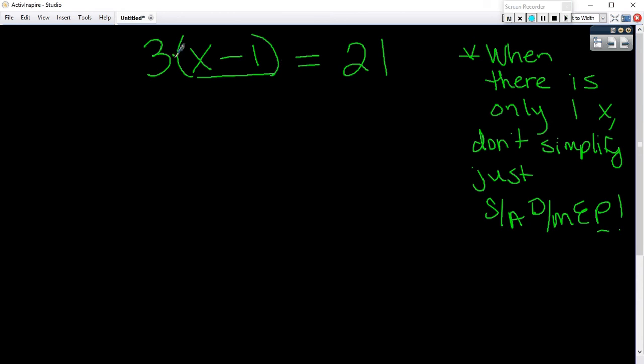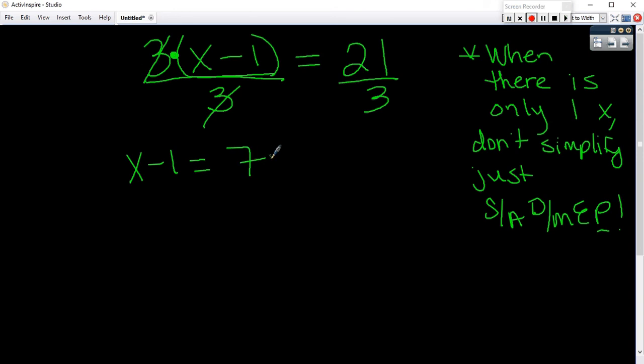Divide by 3. This 3 is implied multiplication here. There's no sign, but I'm going to imply that that's multiplication. So I can divide both sides by 3. Now my 3 is gone. Yes? Okay. Now can you get x by itself? Sure, that's easy now. What do you do? Plus 1.